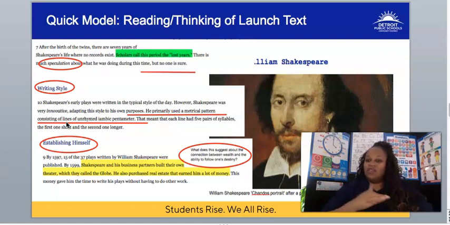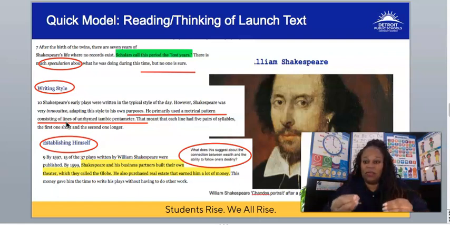There it is. So even if you don't know what iambic pentameter means specifically, you do know that a metrical pattern refers to a rhyme scheme. So you will see a metrical pattern in a poem or a piece of prose.